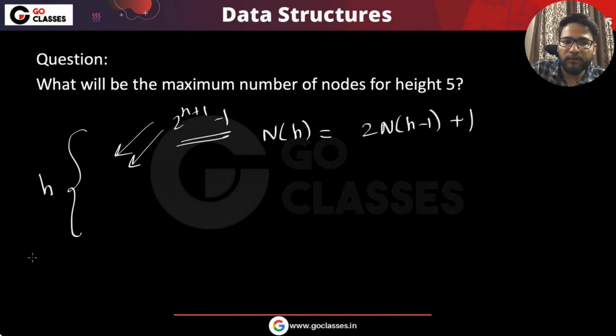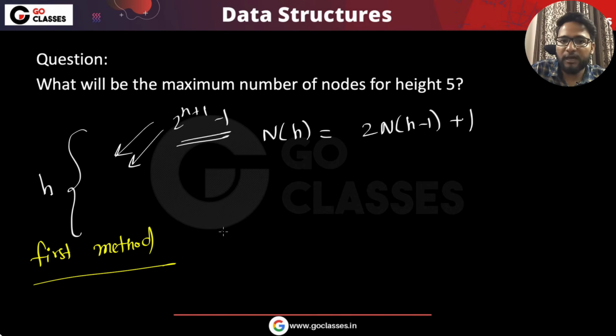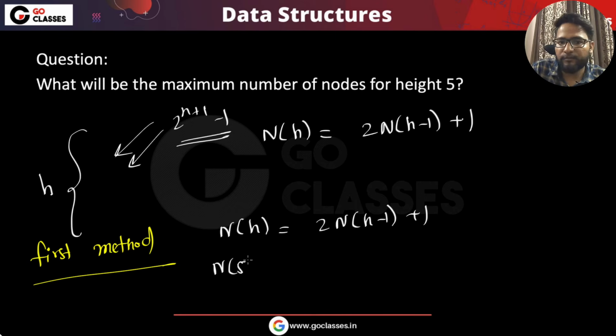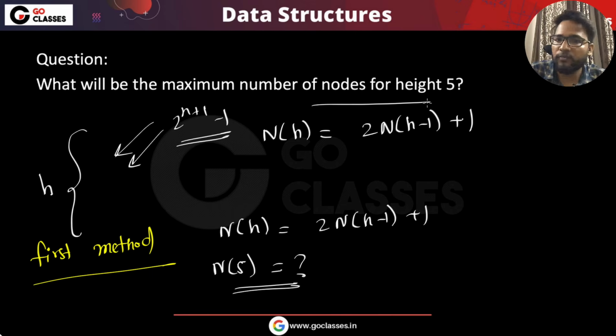Let me use the first method, which is basically solving the recursion. Suppose I do not know this formula directly, I just know that nh equal to 2 into nh minus 1 plus 1, and they are asking for n5. See, nh is the maximum number of nodes of height h, and they are asking for the maximum number of nodes of height 5. So it means they are asking n5.